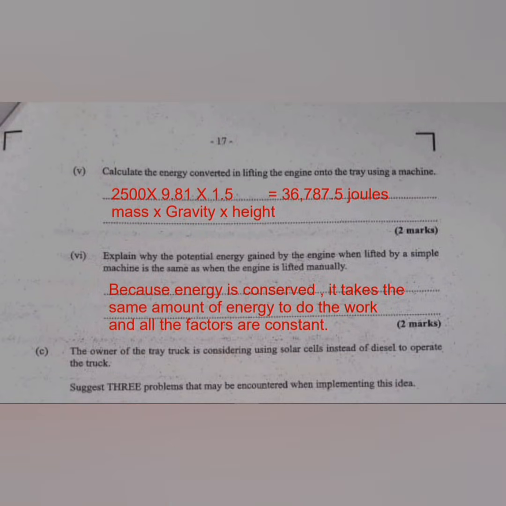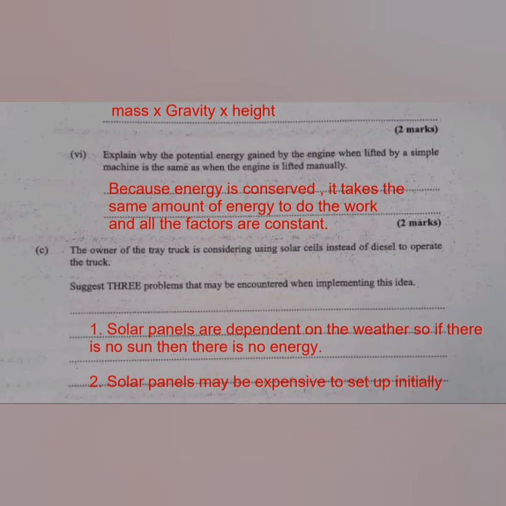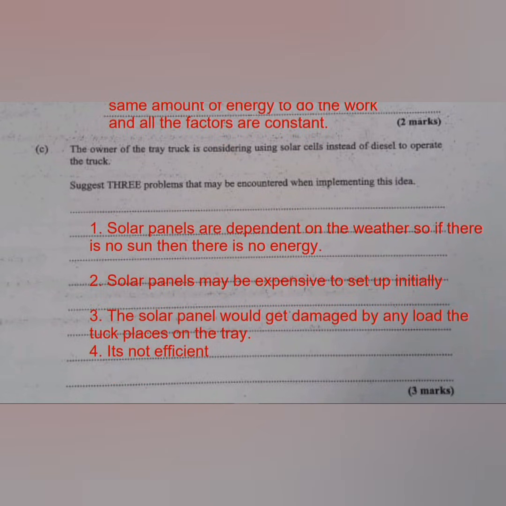Next question. The owner of the tray truck is considering using solar cells instead of diesel to operate the truck. Suggest 3 problems that may be encountered when implementing this idea. Answers would be: 1, solar panels are dependent on the weather, so if there is no sun, then there is no energy. 2, solar panels may be expensive to set up initially. 3, solar panels would probably get damaged by any load the truck places on the tray. And 4, it's not efficient. Efficiency would also tie in with the response given first.